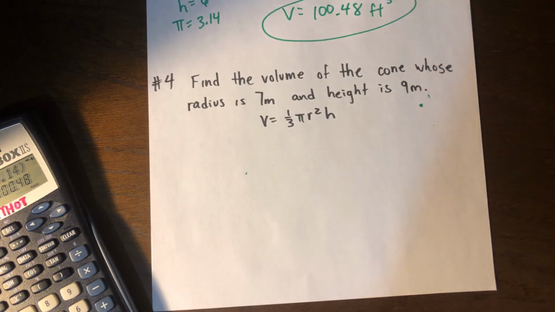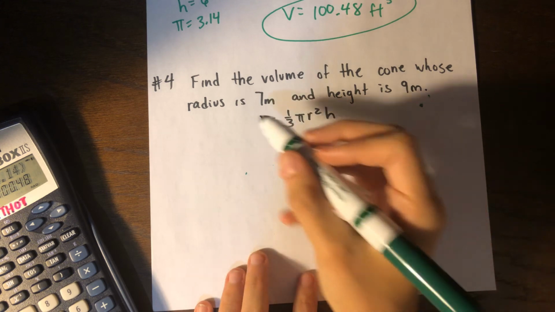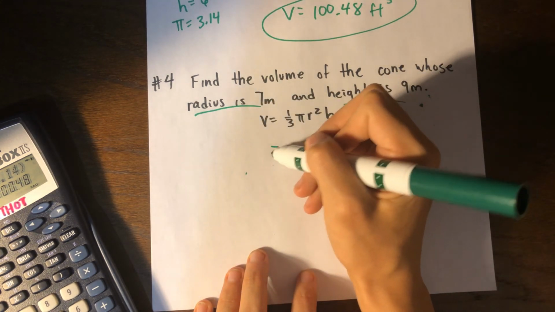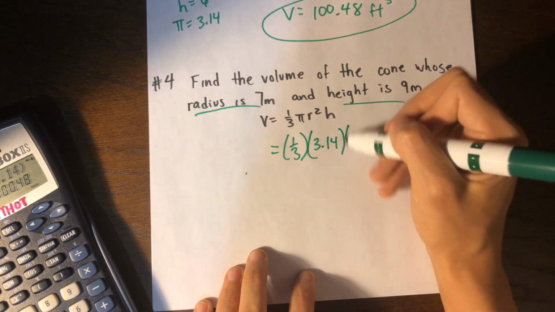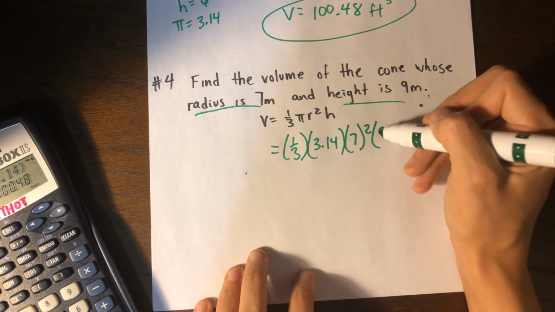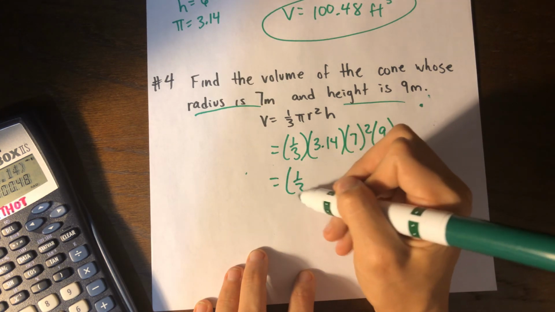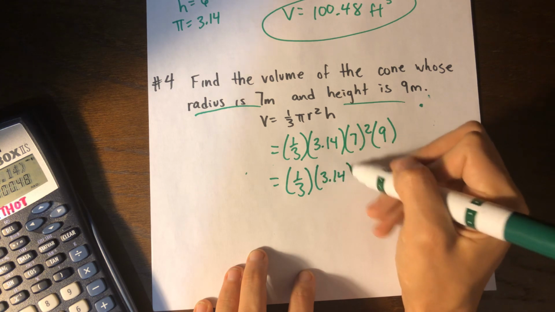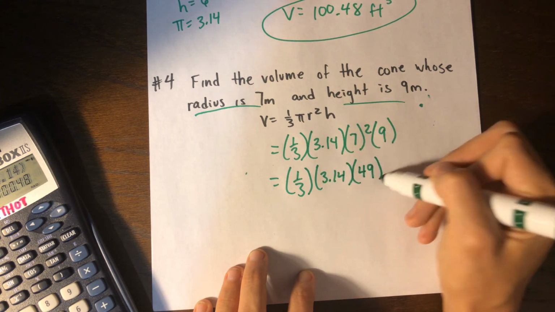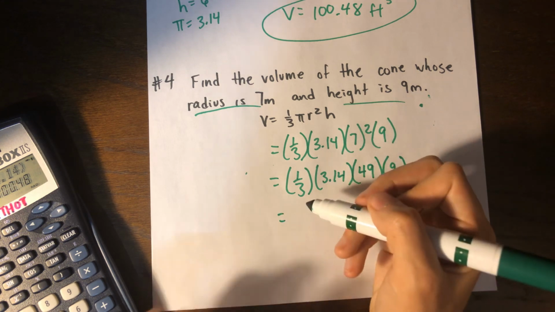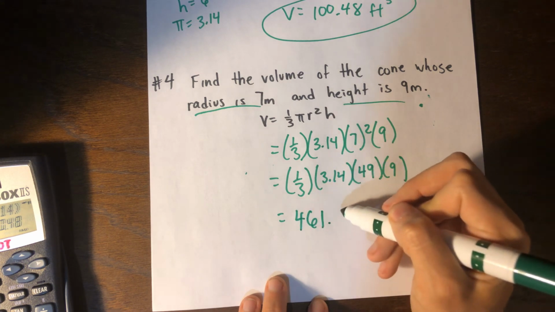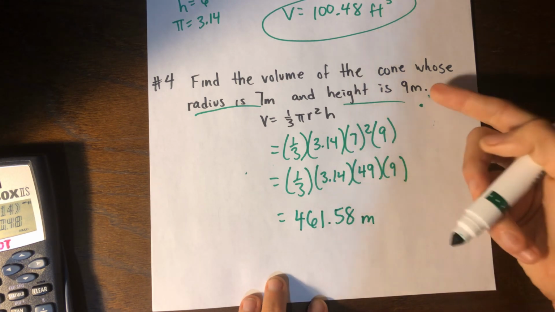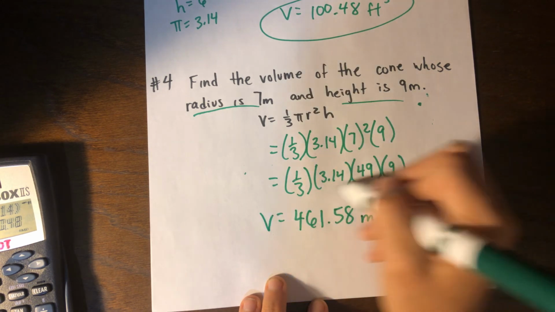Last one. Find the volume of the cone whose radius is 7 meters and height is 9 meters. So I have my radius and I have my height. I'm just going to plug everything in now. I have 1/3, pi is 3.14, radius is 7, so 7 squared, and height is 9. Simplify it once more: 7 times 7 is 49, and then times 9. Plug that all into my calculator, and you should get 461.58, and then it's meters again, cubed because we're talking about volume.